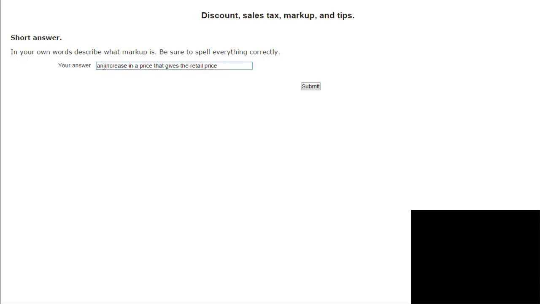In my case, the keywords are increase, price, and retail. If a student selects only 2 of those words, they get 2 points. If only 1, 1 point, and so on. So if the student selects increase, price, and retail, they will get full credit.